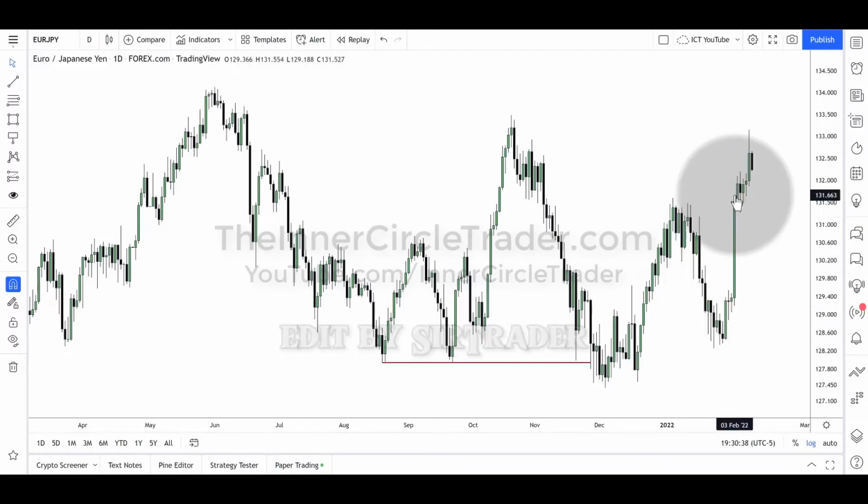sends it higher. What's above here? Buy side liquidity. This old high back here could be a draw on liquidity as well. So there's going to be buy stops. Whether it trades there or not, it's irrelevant. Okay, it's likely to draw to it.